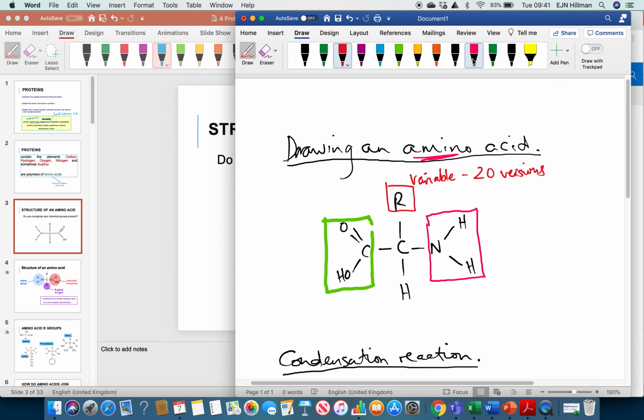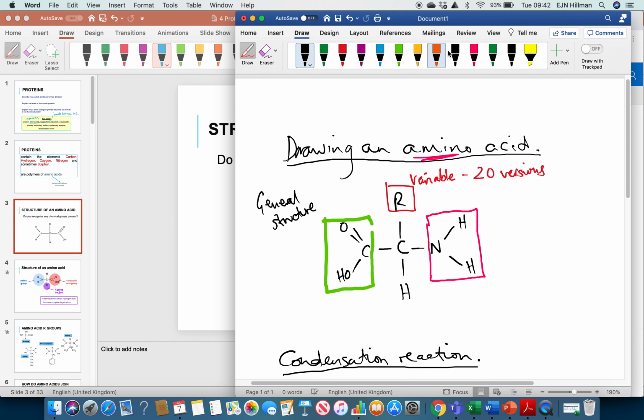You may well be asked to draw an amino acid in an exam. When you do that, you need to include this diagram, just as I've drawn. In most cases, they will ask for the general structure. So what I've drawn here is the general structure of an amino acid. In some cases, they may tell you what the R group is. That might be in the form of a diagram, or they might give you information about that. And in that case, you would need to substitute the R for whatever is in the question.